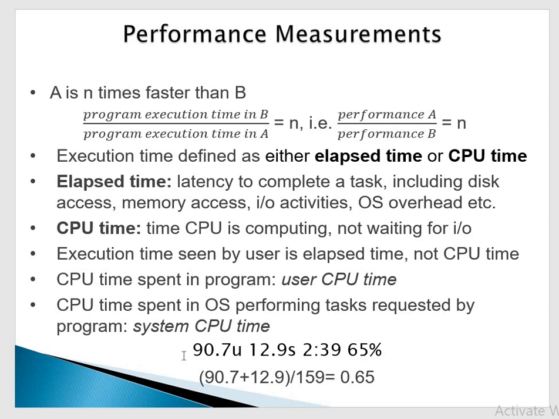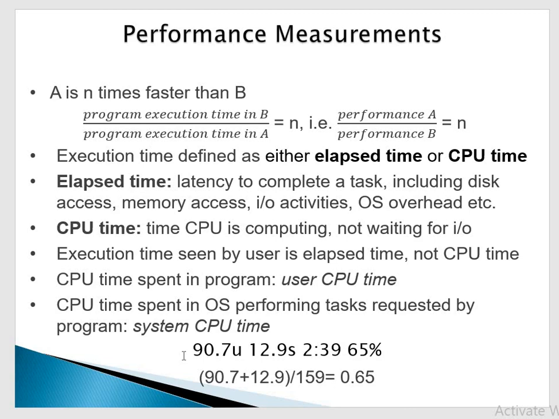The second term is 12.9 seconds, which is nothing but the system CPU time. This is the time taken by the CPU, as per the need of the program, where the CPU has accessed the operating system to complete the given program. And the third part is 2 minutes and 39 seconds. This is the elapsed time. Let's suppose I am a user. I will be interested in 2 minutes and 39 seconds, which is nothing but 159 seconds. For me, my computer has taken 2 minutes and 39 seconds to complete my task.